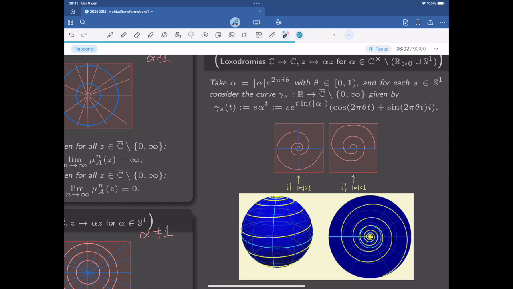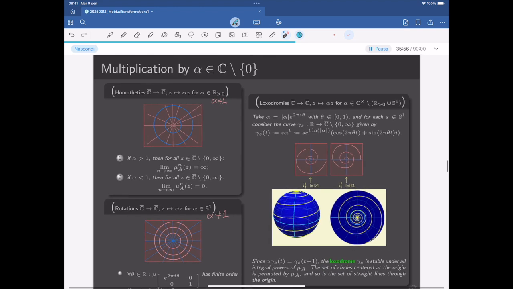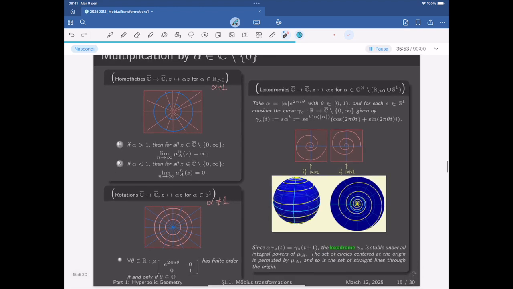Yeah, I have some animation that I will try to bring on Friday about how these curves look.